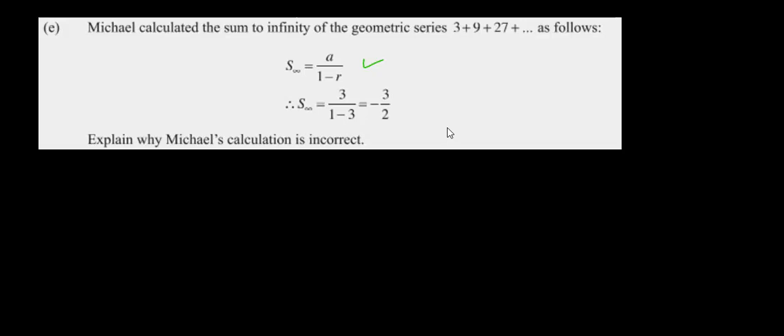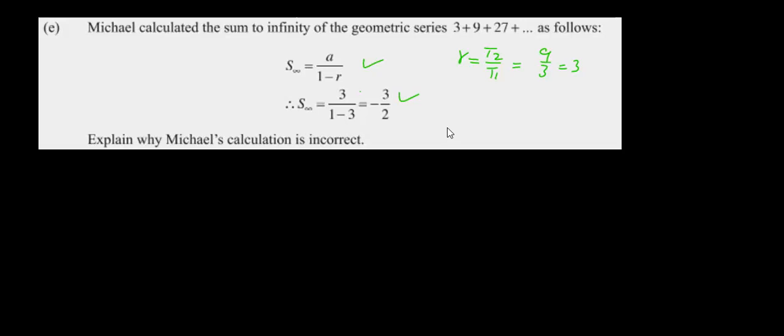But now, what is the value of a? It's 3. That's correct. What is the value of r? The value of r, we know that r will be equal to t2 divided by t1, which will give us 9 over 3, which is equal to 3. So the value of r is also 3, which is also correct. So this tells us that the substitution, everything is correct. So if you punch this on the calculator, you get minus 3 over 2.